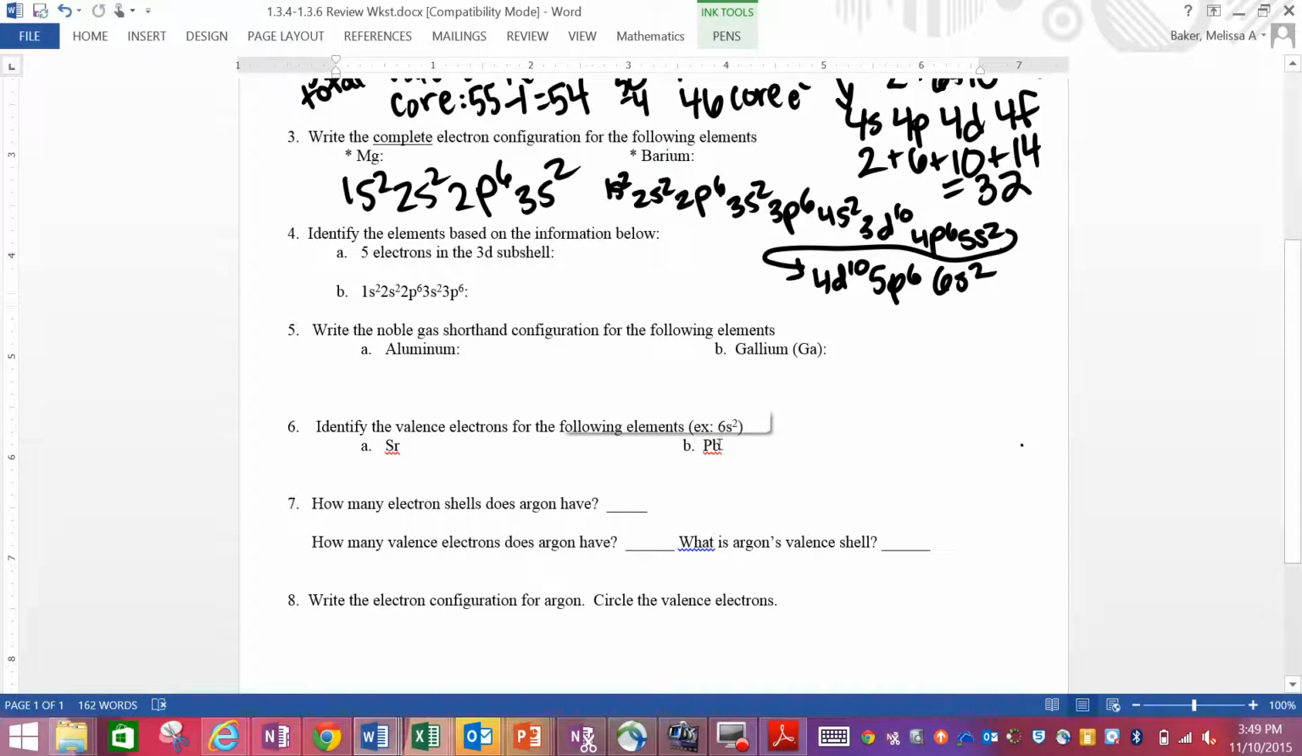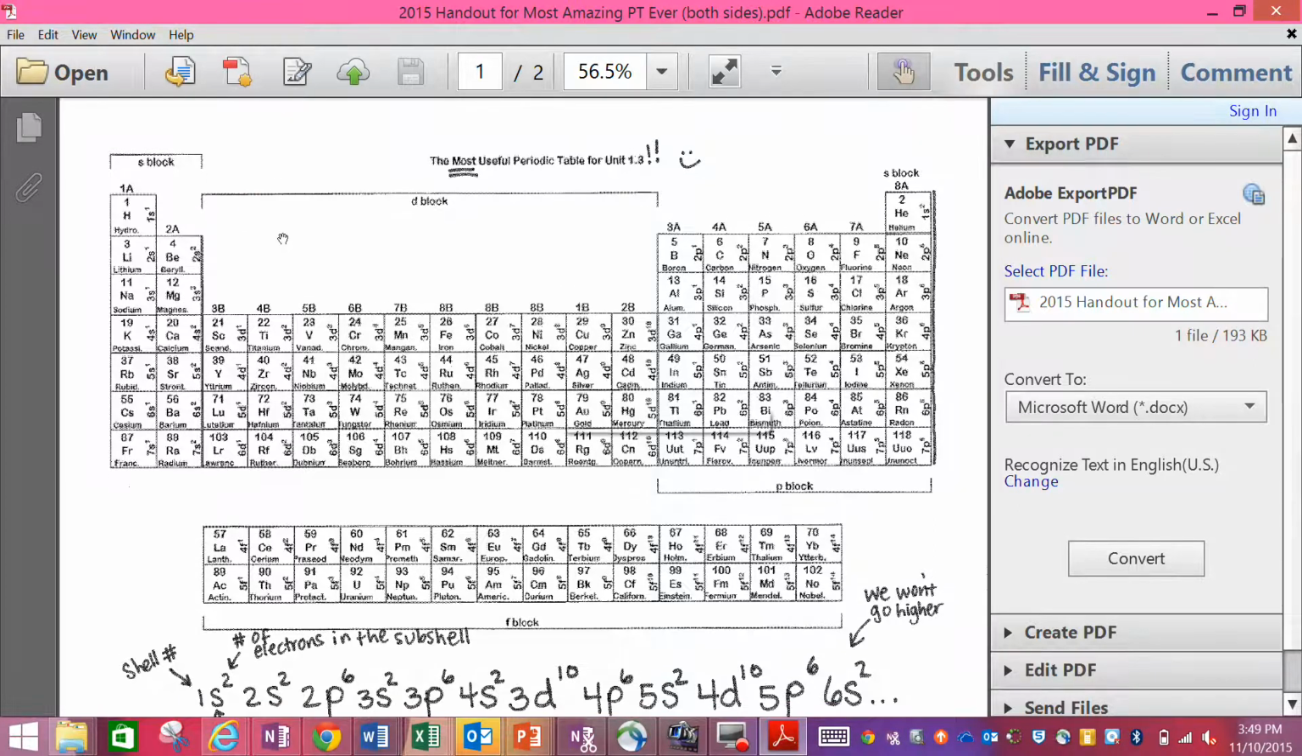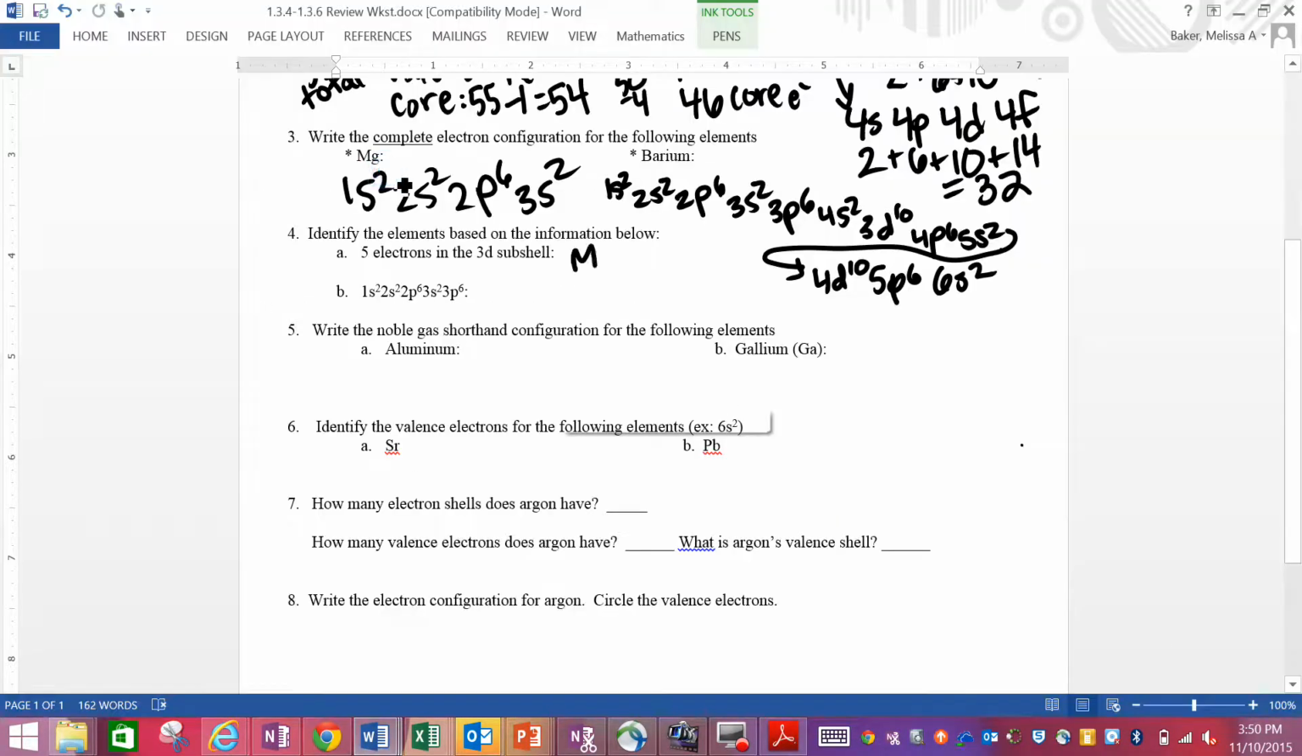Number 4, which element has 5 electrons in the 3D? Well, let's find the 3D. Which one has 5 in it? 1, 2, 3, 4, 5. Number 25, manganese. Which element configuration ends with 3p6? Or I can just add up all the little numbers and find the total number of electrons. It adds to 18, and that is argon.